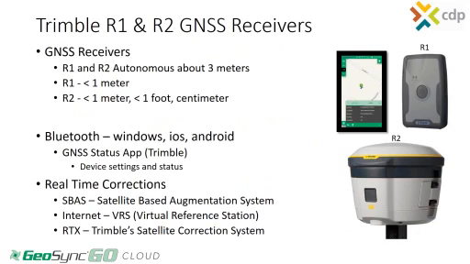So when we're using a Trimble R1 or R2 receiver, we are always going to be wanting to use some type of real-time correction in the field, because for mapping and GIS, we're typically after at least a sub-meter position.